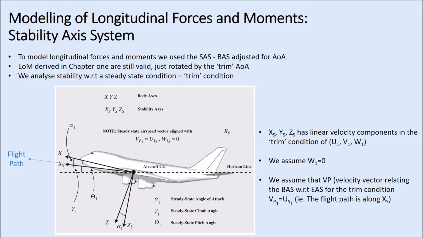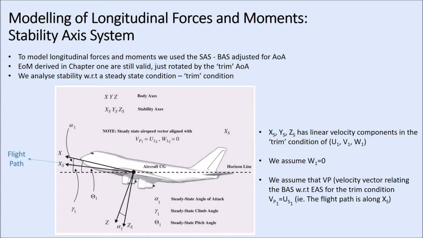So all of the equations of motion that we derived in chapter 1 are all still applicable, they're all still valid, but we've just rotated them with respect to what we're going to call the trim angle of attack. So the first thing to note with this diagram is that all of the trim condition parameters have subscript 1s, right? So that's alpha 1, the trim angle of attack, gamma 1, which is the trim climb angle, and then the sum of those two, which is theta subscript 1, the pitch angle.